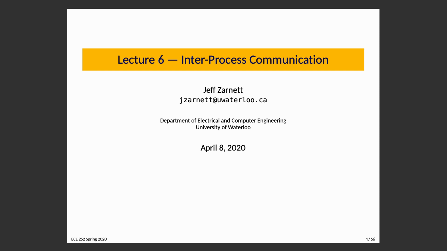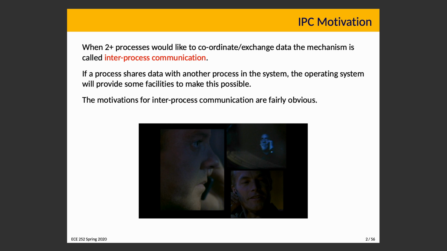Lecture 6, Interprocess Communication. When two or more processes would like to coordinate or exchange data in any way, the mechanism for doing so is referred to as interprocess communication, occasionally referred to as IPC, and that's the abbreviation for it. Now, if a process wants to share data with another process, the operating system has to provide facilities to make this possible.